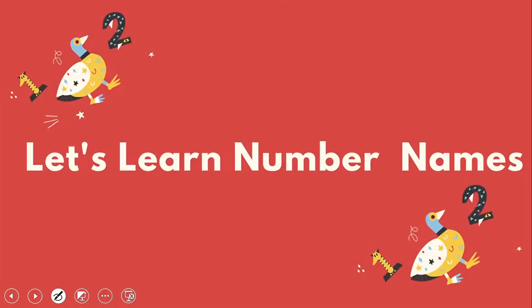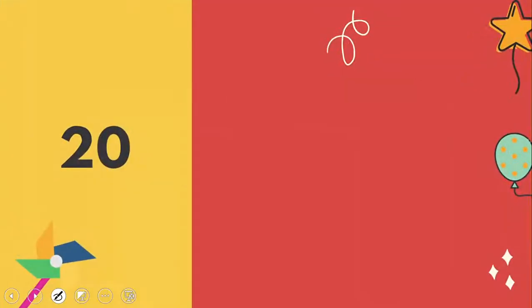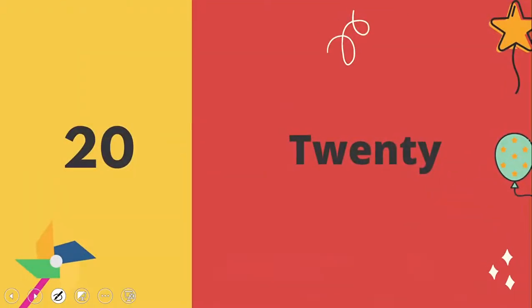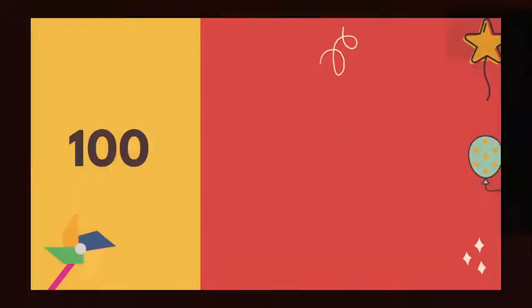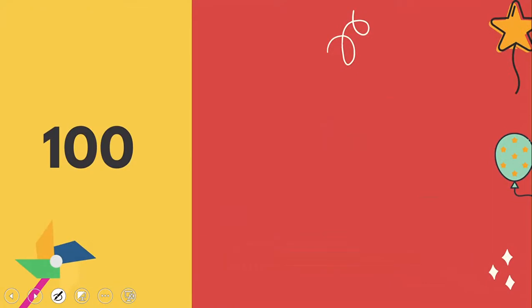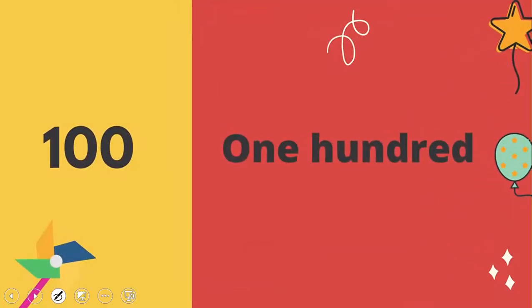Let's learn number names. But first, let's see if you remember two-digit numbers. Can you tell what's the spelling of this number on the screen? Awesome! The spelling of 20 is T-W-E-N-T-Y. Perfect! Can you tell the spelling of the number on the screen now? What's that three-digit number? It's 100. O-N-E, H-U-N-D-R-E-D. 100. Awesome.